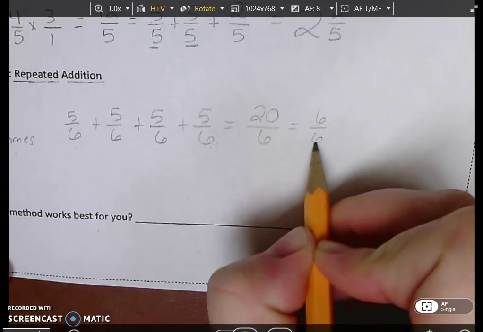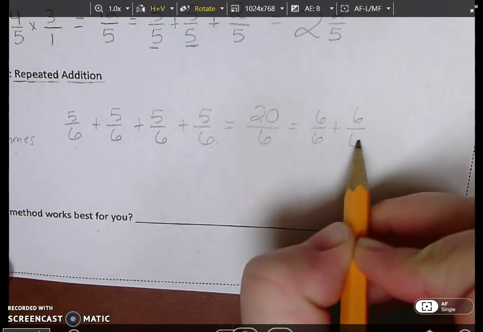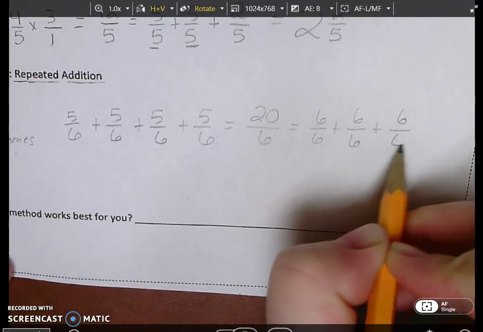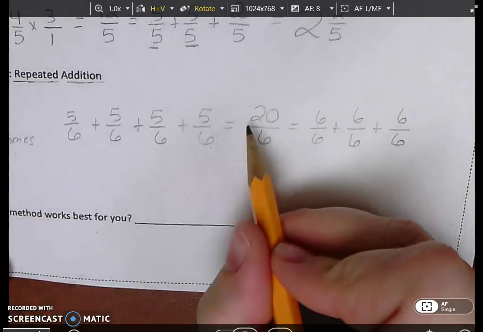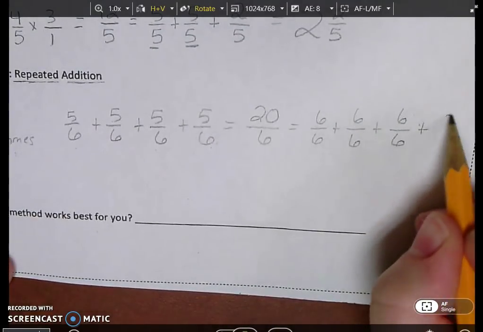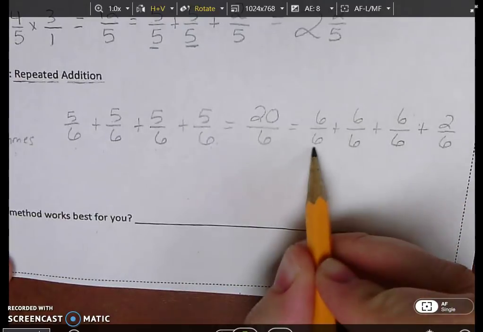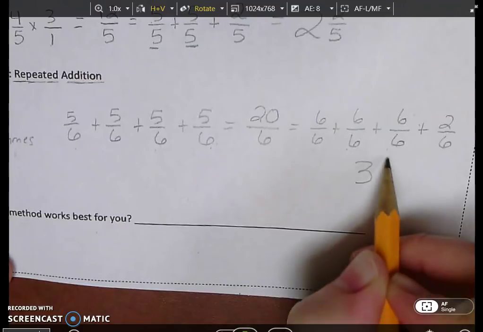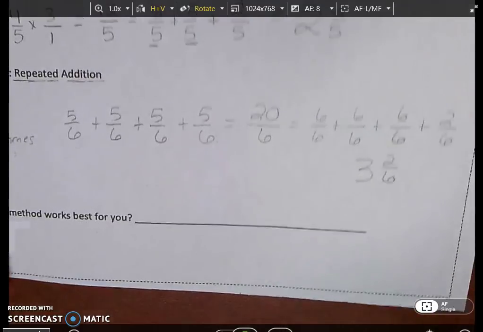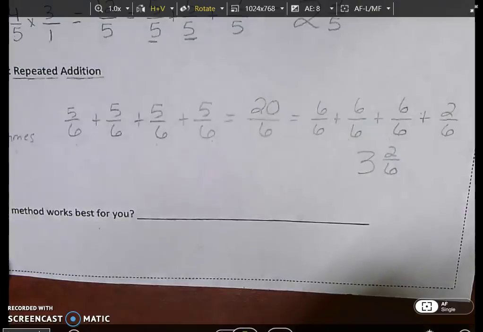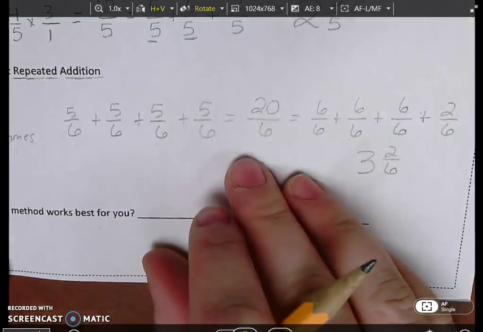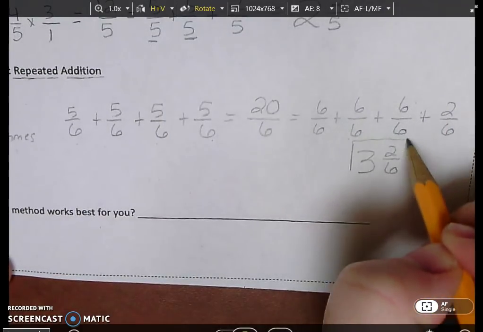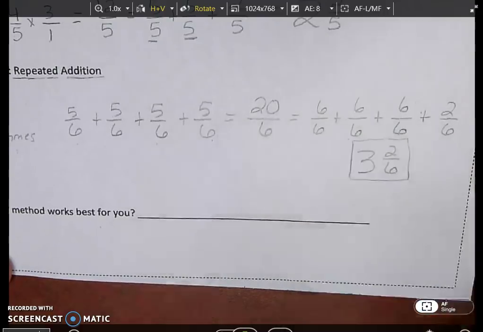So 6, 6 makes a whole, so 6, 12, 18, and then how many more to get to 20? 2 more. So I've got 3 wholes, 1, 2, 3, and 2/6. So my answer would be 3 and 2/6. I'll go ahead and box that since we might run out of room here.